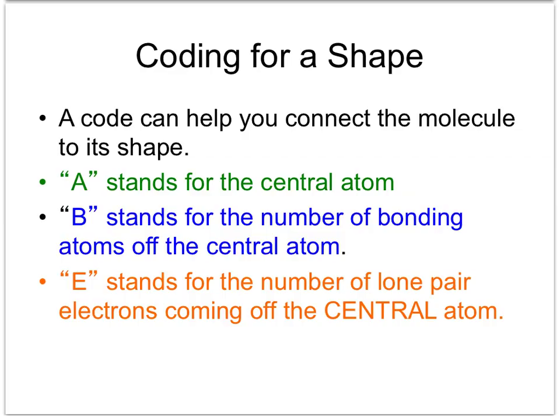The way that I'm going to teach you to predict shape is by coding the Lewis dot structure. A code will consist of 2 to 3 letters, always an A and a B, and sometimes an E. The A will stand for the central atom in the Lewis dot diagram. The B will stand for the number of bonding atoms off the central atom, and the E will stand for any number of lone pair electrons coming off the central atom.